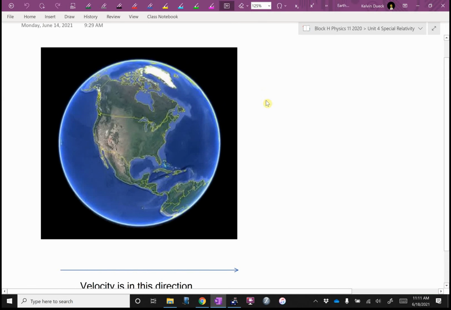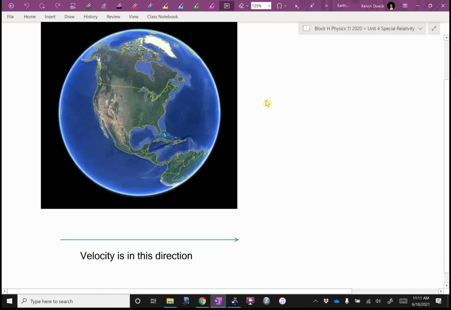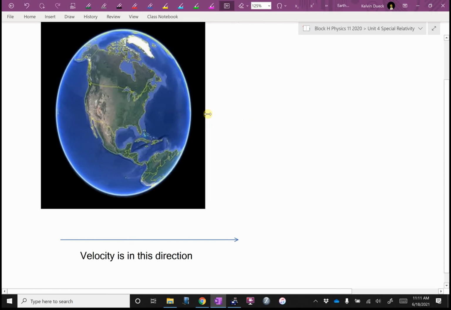Let's suppose you were in a spaceship and you went zipping by the Earth, where our velocity is to your right. Now, even at our current spaceship speed, you're not going to notice a thing. But let's suppose you go faster and faster. Let's suppose you go at about 60% of the speed of light. You would see the Earth looking like that.